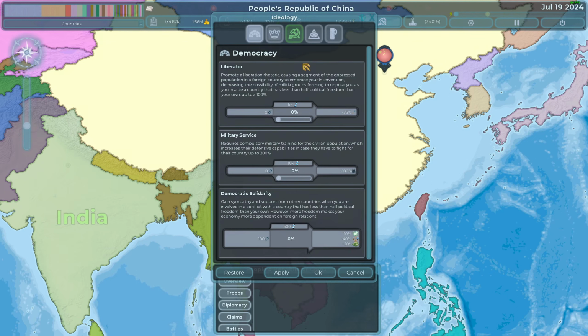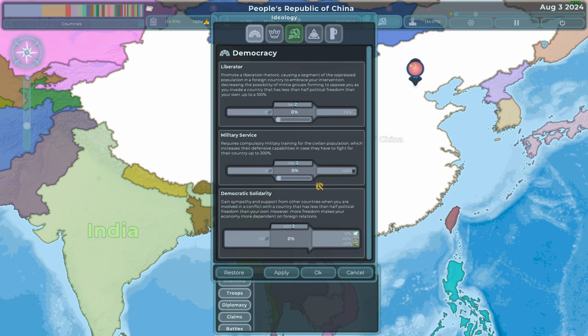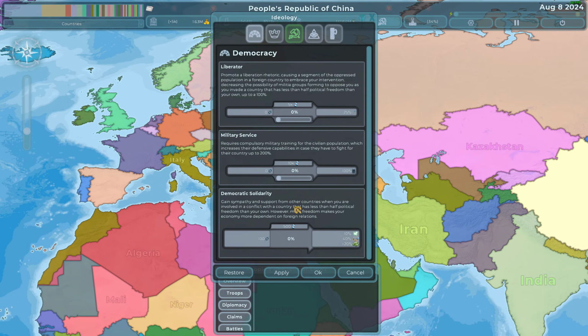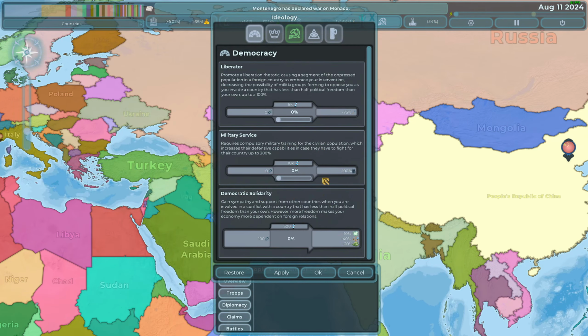Ideologies. Democracy. I consider this as an economic ideology because you get a buffed up exchange rate. However, you get a penalty to your economy when it comes to foreign relations. You have to keep good foreign relations, otherwise your economy is going to suffer. You also get a chance to gain allies through democratic solidarity, but it's not worth it. Also to note, the top 2 sliders influence the third slider. So that's something to keep in mind.